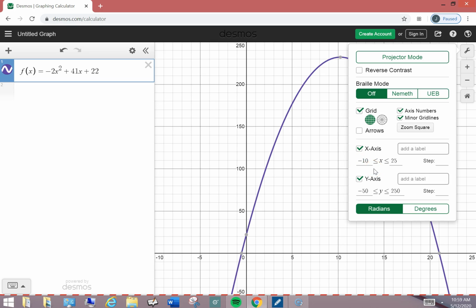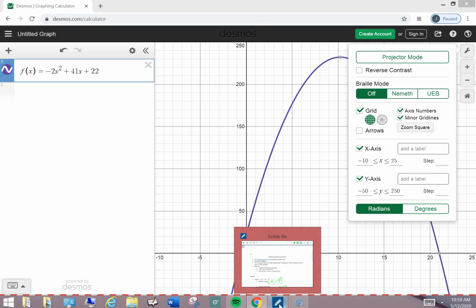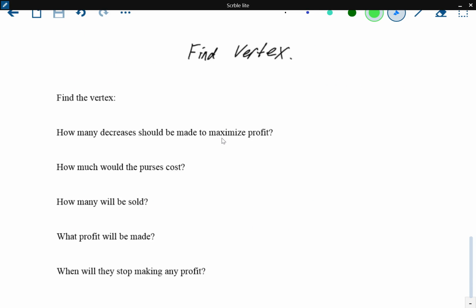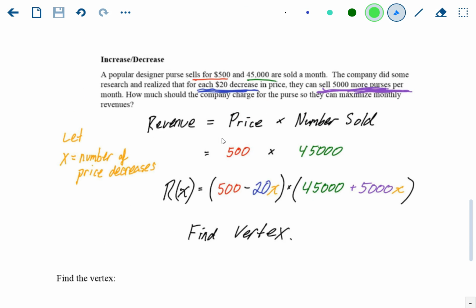All right, but now let's get into the real reason why we're doing this. Those are just basic graphs, but the real reason is we needed to solve that problem from yesterday. The problem from the last lesson was this increase-decrease problem. A popular designer purse sells for $500, and 45,000 are sold each month. The company did some research and realized that for each $20 decrease in price, they could sell 5,000 more purses per month. How much should the company charge to maximize their monthly revenue?